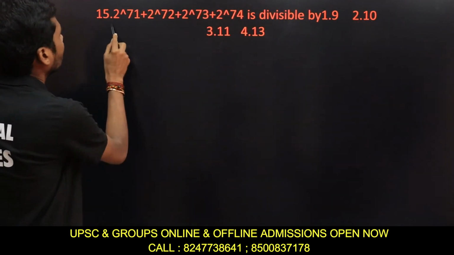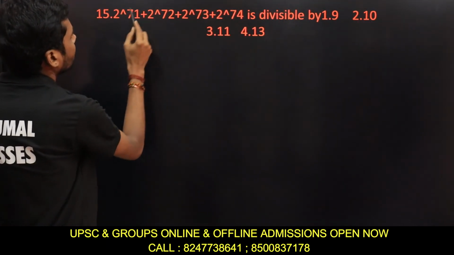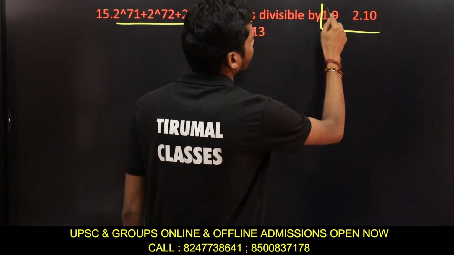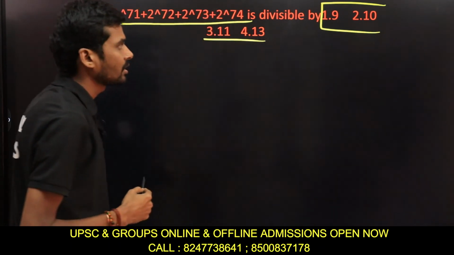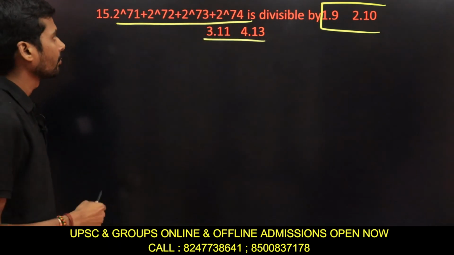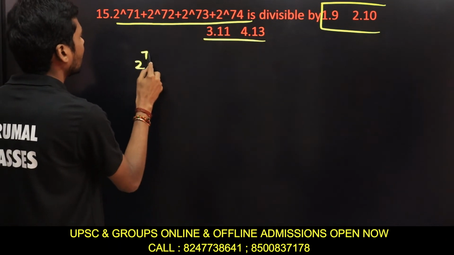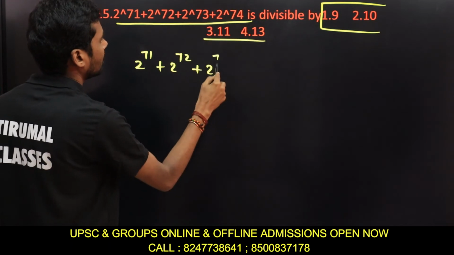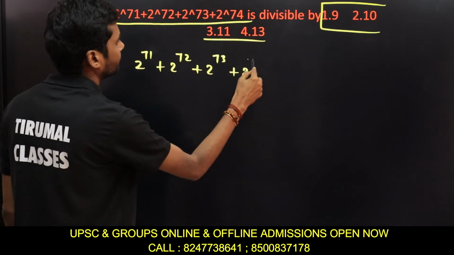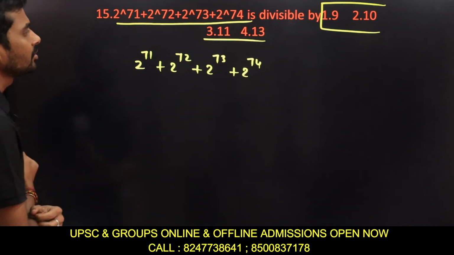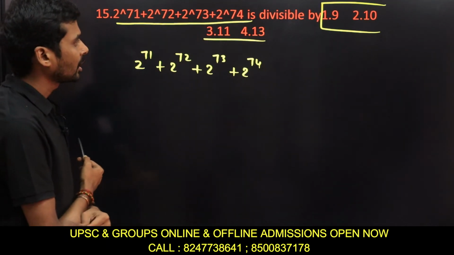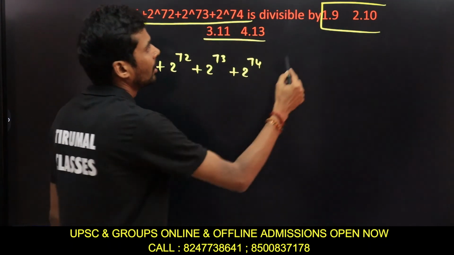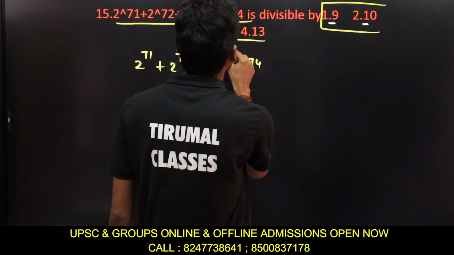The next one is: 2 power 71 plus 2 power 72 plus 2 power 73 plus 2 power 74 is divisible by which of the numbers? The first option is 9, second option is 10, third option is 11, fourth option is 13. So here my number is 2 power 71. Which number is it divisible by? Your options are 9, 10, 11 and 13.